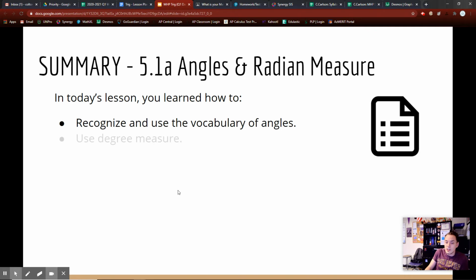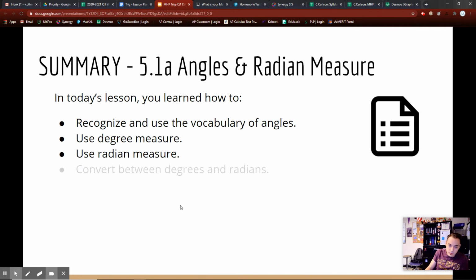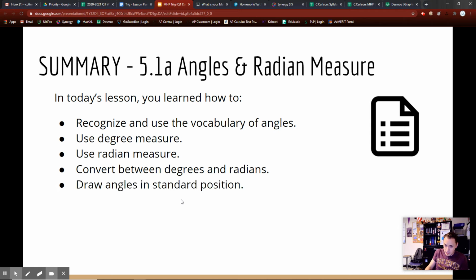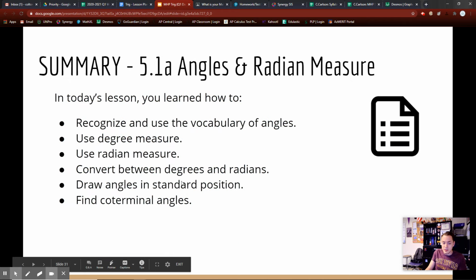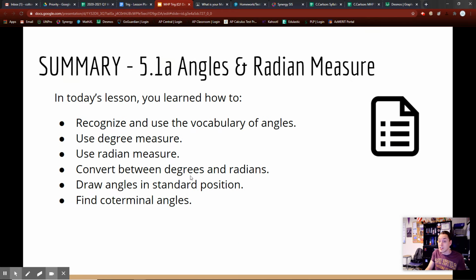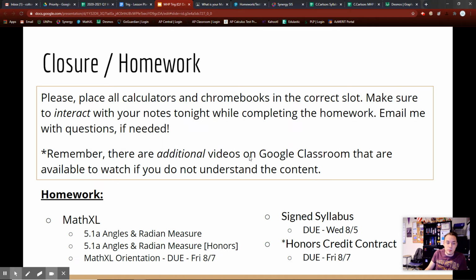So you recognize and use the vocabulary of angles, degree measure, radian measure, converting. You drew angles in standard position, and you found coterminal angles. Go ahead and pause the video if you need to get that in your notes for your summary, because you need summaries now, so make sure you write something along these lines for your summary.